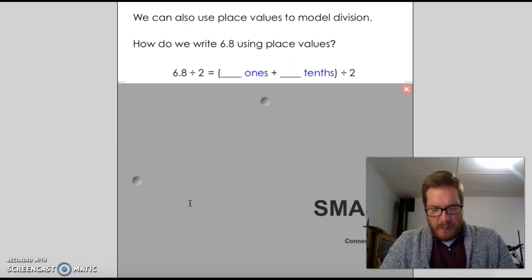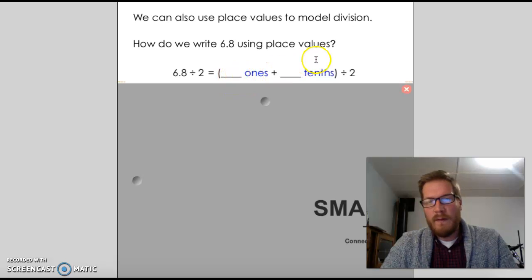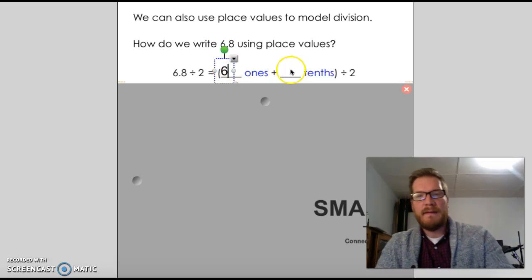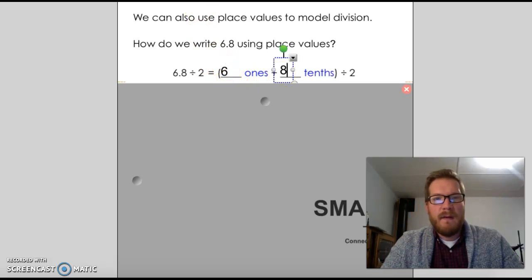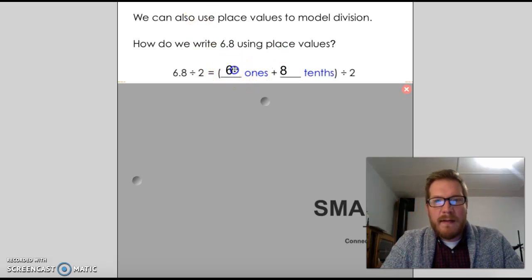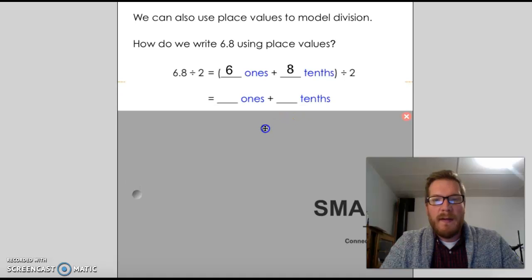All right, so the next thing that we're going to look at, the second part of 3 parts, is that we're going to be using place values to model division of decimals without regrouping. And what we're going to do is just use our place value, we know, like ones and tenths, etc. So we're going to split 6.8 up into 6 ones and 8 tenths, and I'll just try to reorganize them a little bit neater. There we go. And so we're going to take our 6 ones and 8 tenths, and we're going to divide both those numbers by 2.